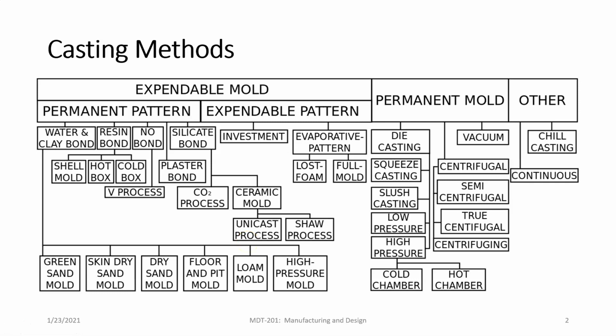Now, if we look at a big picture view of casting methods, this is for metals and plastics and other materials as well, ceramics. We can break the casting methods down into two large groups, basically expendable molds and permanent molds. This is chapter 5 where we're at right now. This will be chapter 6. Then, breaking this further down under expendable molds, we have permanent patterns and expendable patterns. And we'll talk a little bit about patterns.